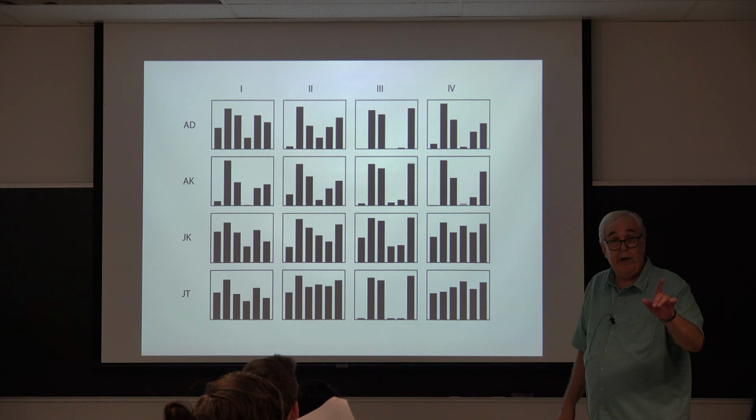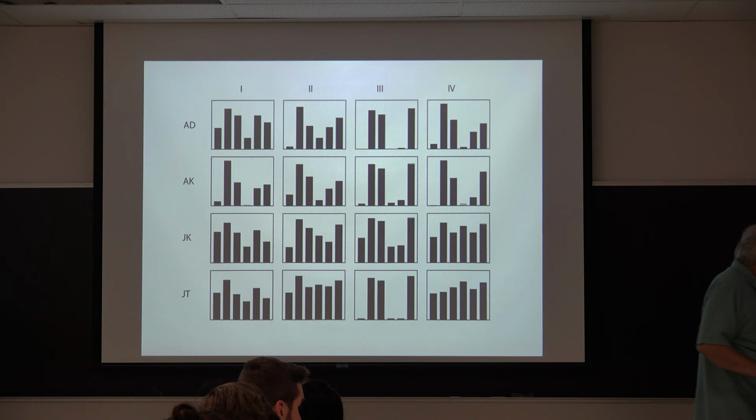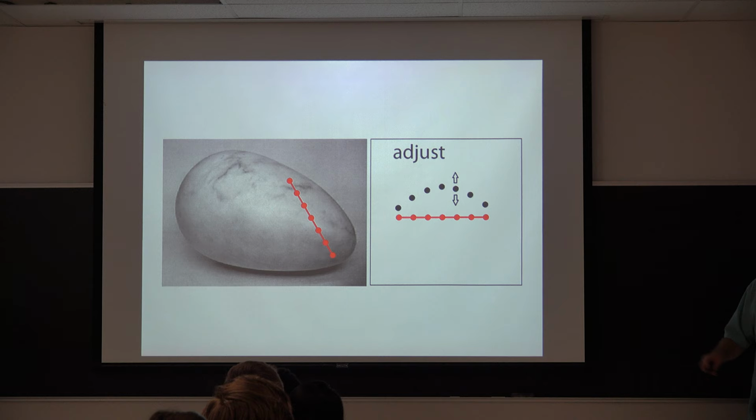I'll give you a hint. All the ones that are zero are correlations that involve this task. So if you compare this task with any of the others, you get a correlation of zero. All the others, if you correlate between them, the correlation is pretty high.